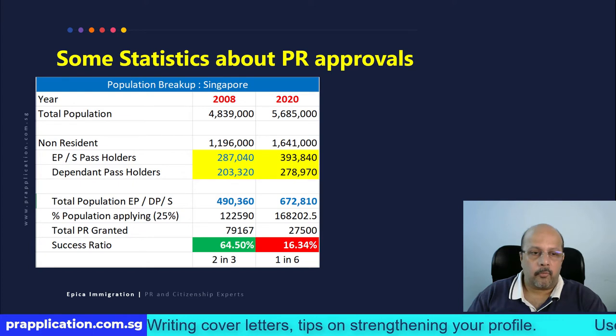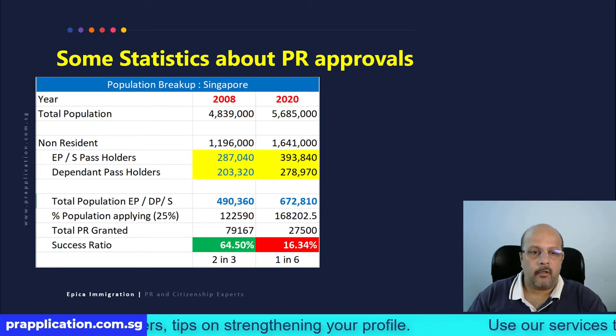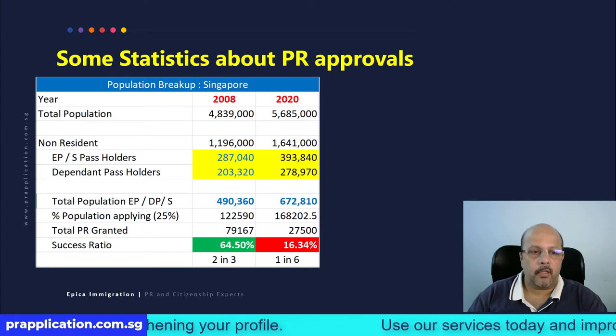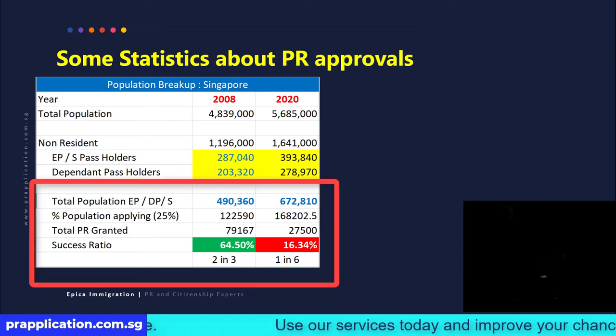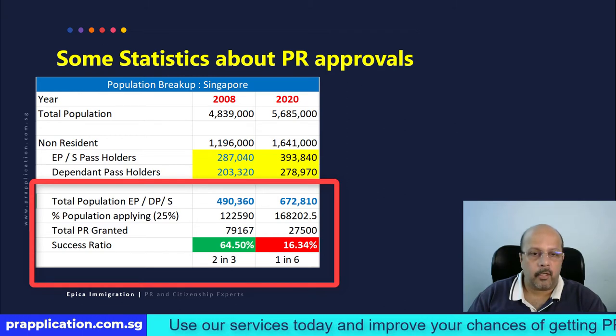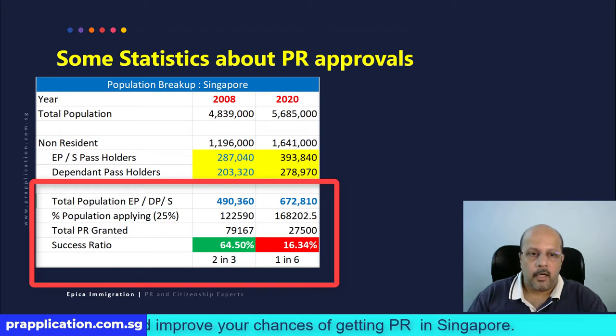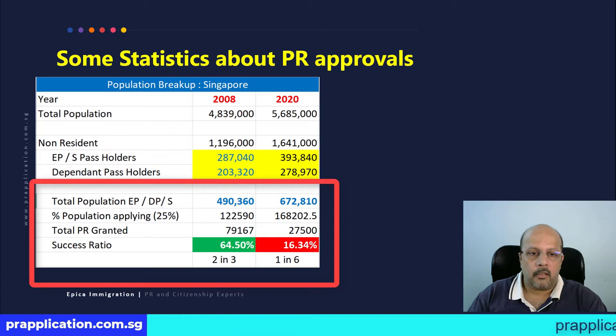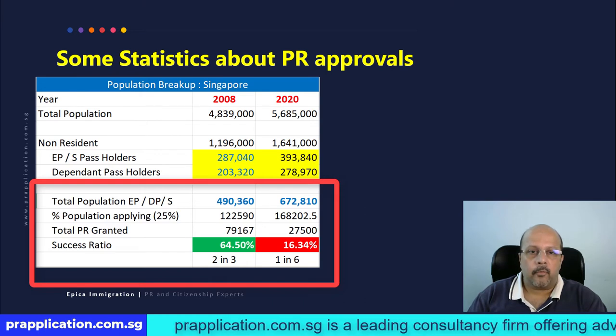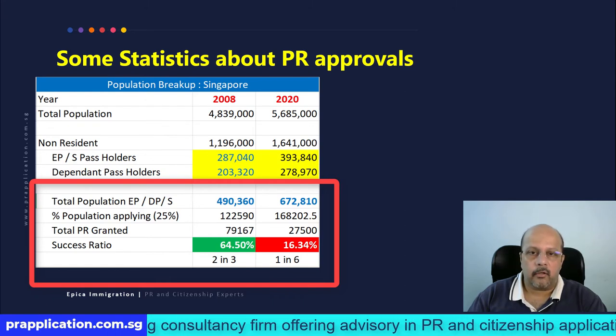Out of this non-resident population, the population that is qualified to apply for PR, that means the people who are EP, S Pass holders, PEP holders, entry pass holders and dependent pass holders, in 2008 was around 490,000. And the same population in 2020 is around 672,000. If we presume that the population applying for PR every year is 25% of this, then that means 122,000 people applied for PR in 2008, whereas the same number grew to 168,000 in 2020.